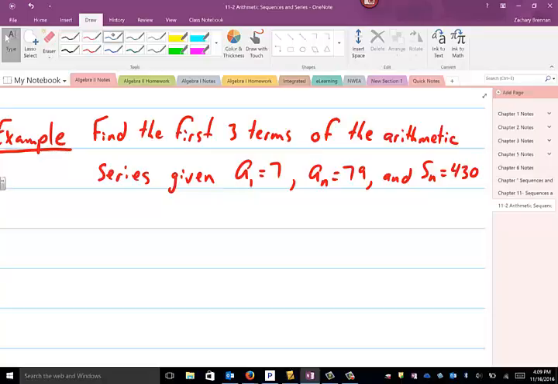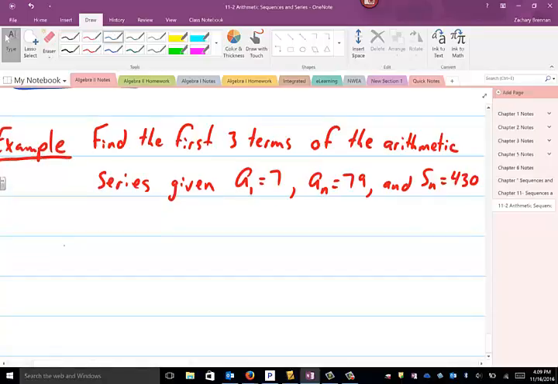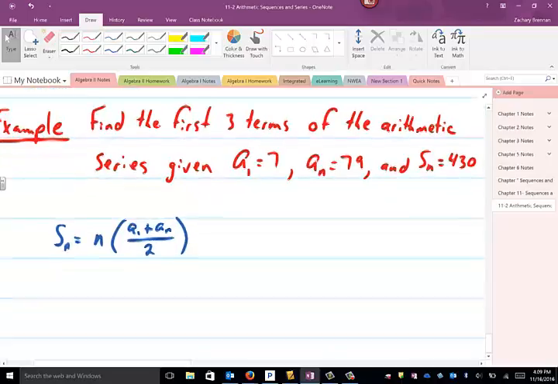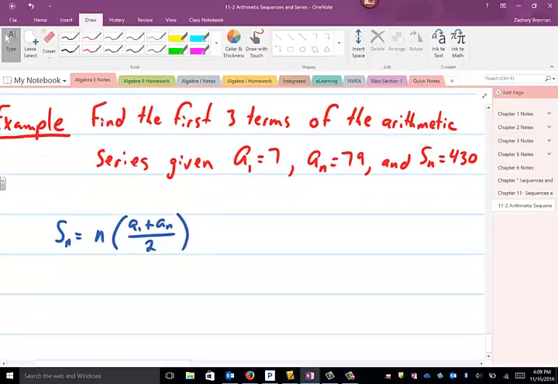So start with something you know. I see that s sub n, so I'm going to write down the formula for it. That's n times a sub 1 plus a sub n over 2. And I'm just going to see if I know things here. I know s sub n. I know a sub 1. I know a sub n. I got that too. The only thing I don't have there is n. That'll tell me the number of terms.